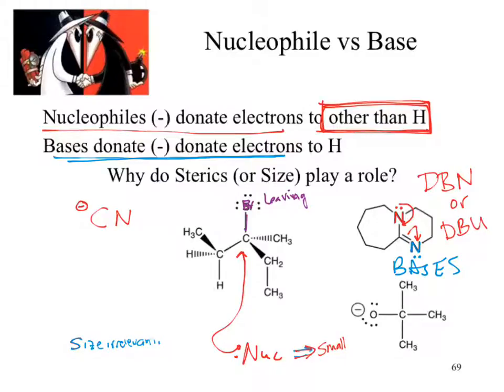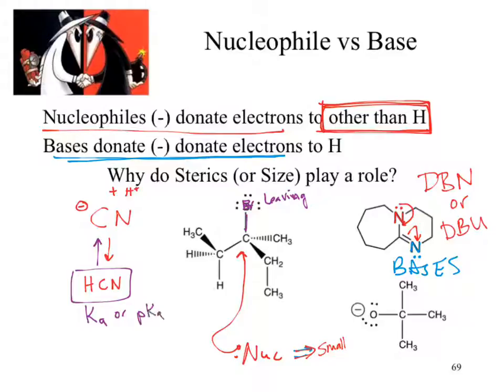If it acts as a base, what happens? It forms HCN. What's going to affect its ability to act as a base? The reversibility of that reaction, which is referencing its Ka or its pKa. When we look up HCN, anybody know its pKa?